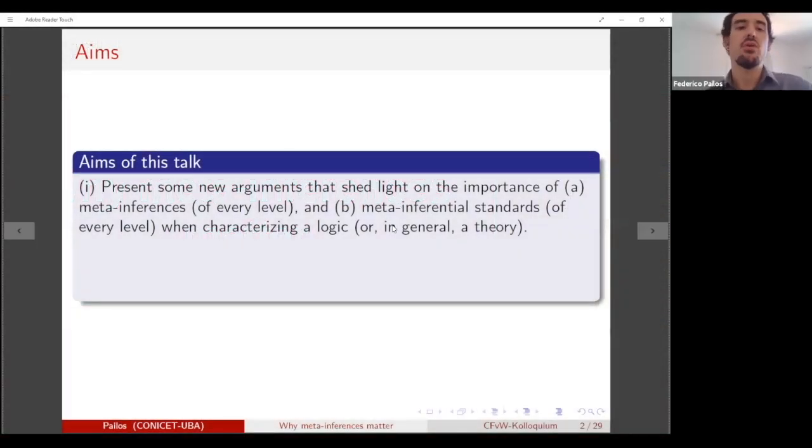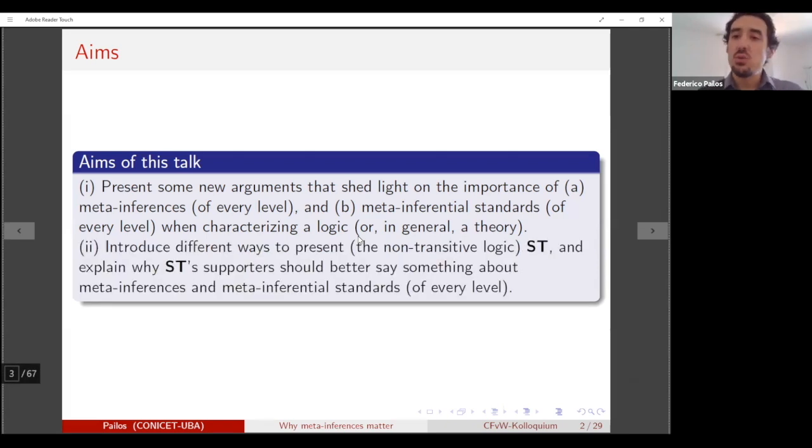that shed light on the importance of metainference and metainferential standards when characterizing a logic, or more in general, a theory, if one thinks that the valid inferences are part of the theory, how to characterize a theory. So in order to illustrate my point, I will briefly discuss the case of ST, which is a non-transitive logic, and explain why ST supporters should better say something about metainference and metainferential standards in general.